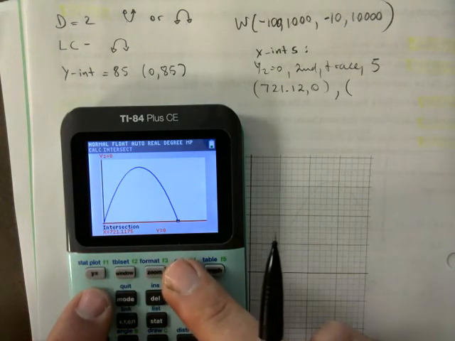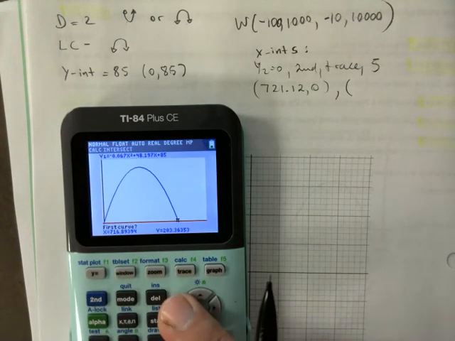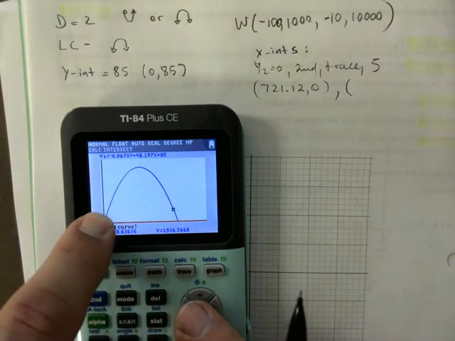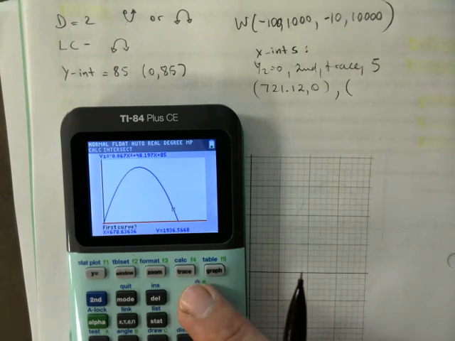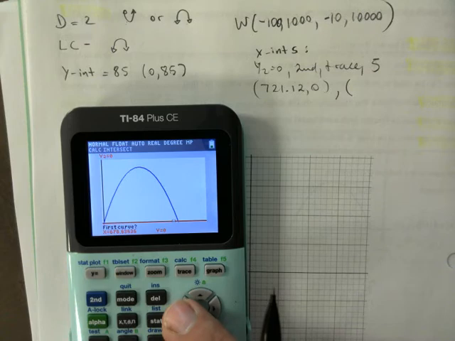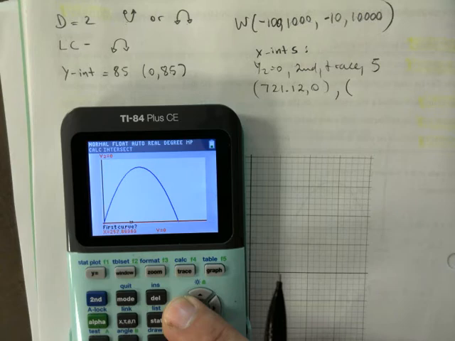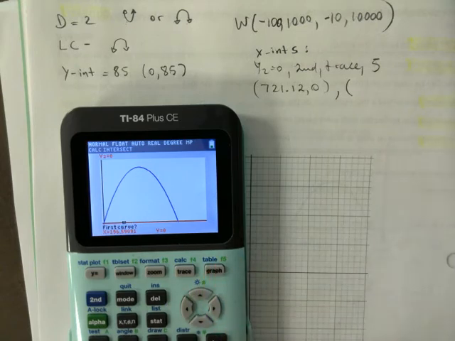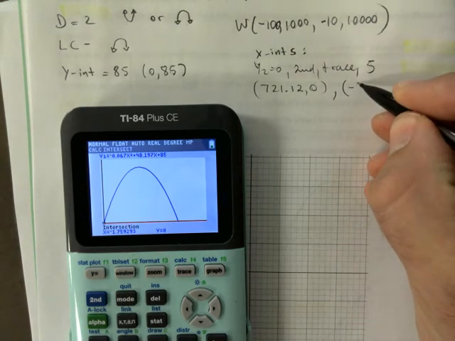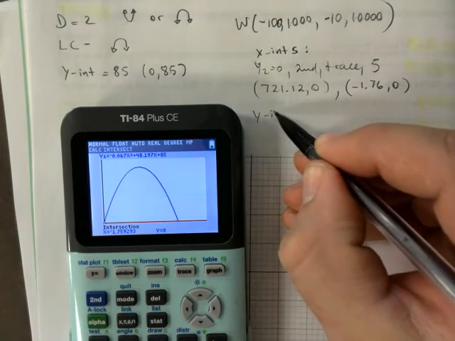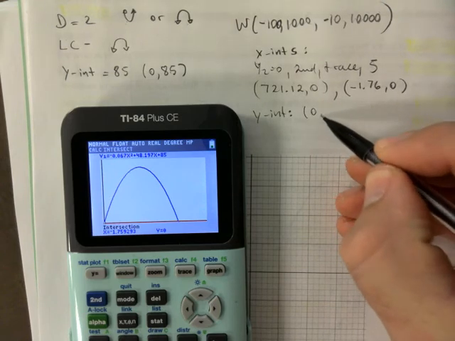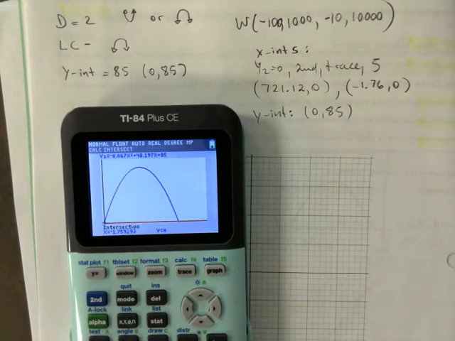Let's find the other one. I'm going to show you a trick here. Second trace 5. You know how you can go all the way over, but you can jump curves by going up and down arrows. So if I go up arrow, it jumps to the red, and then it's faster to go across to the other side. Now you're actually closer to that one. So if you press enter 3 times, it's going to give you that, and that's negative 1.760. So you've got that. Y-intercept, do we know it already? Yes, we do. So I'm not going to use my calculator for that one.